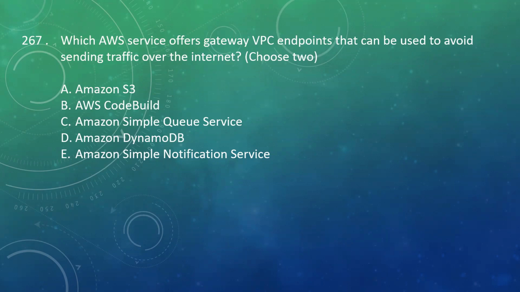The AWS services that offer gateway VPC endpoints allowing you to avoid sending traffic over the internet are S3 and DynamoDB.